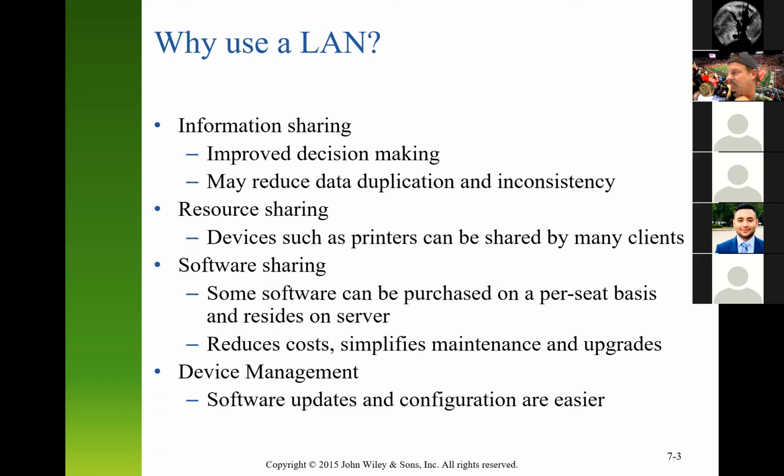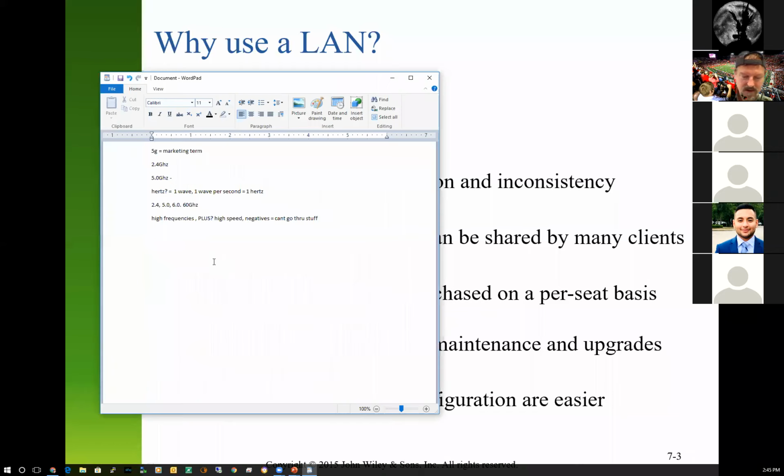Software sharing. Some software can be purchased on a per seat basis and reside on a server, and you essentially check out a copy of that software, and X amount of people can be using it at one time. It's called multi-tenancy. By the way, you do need to know that term. Type that down. With respect to networking, if you go Google for networking, multi-tenancy. It's the idea that you only have to buy licenses for software for the amount of users that are going to be using that application at any one time.